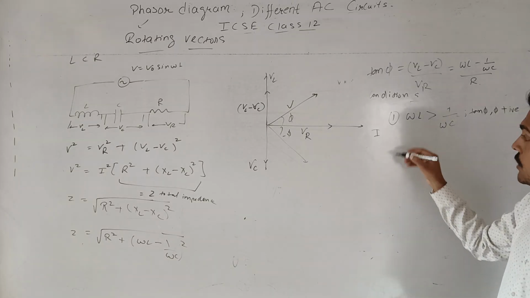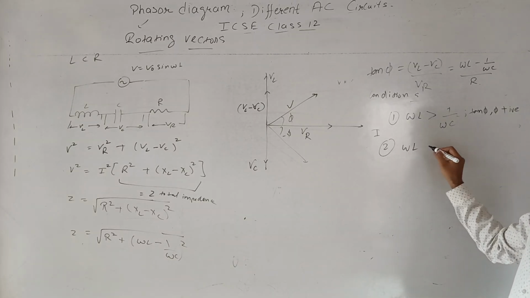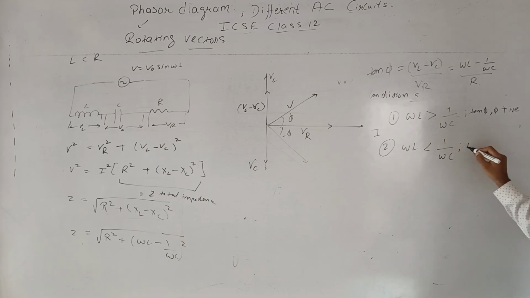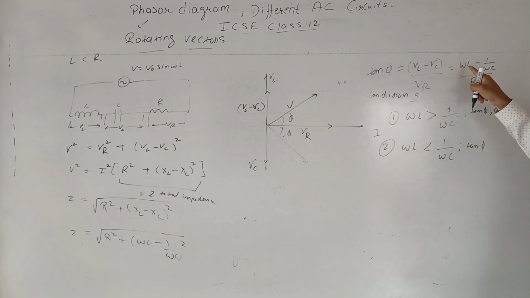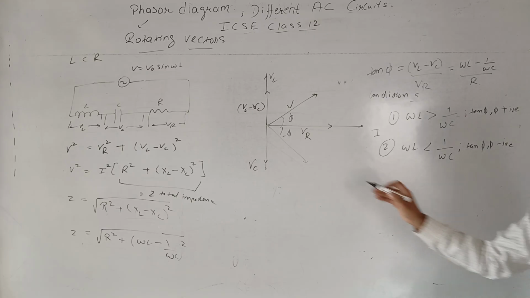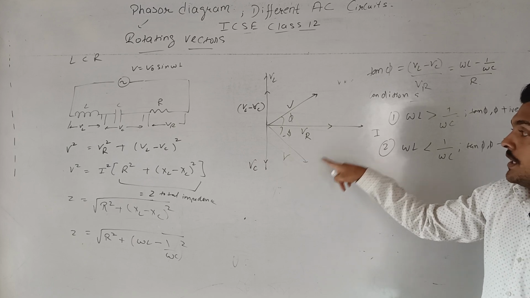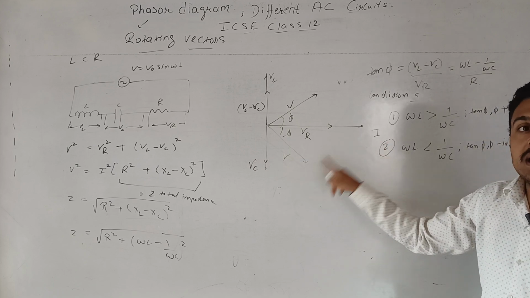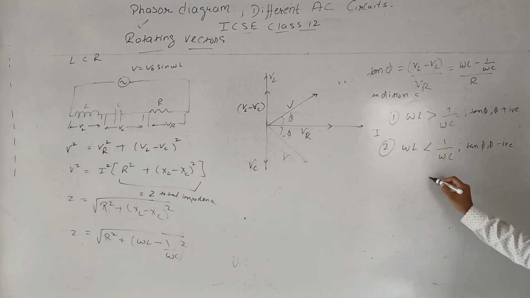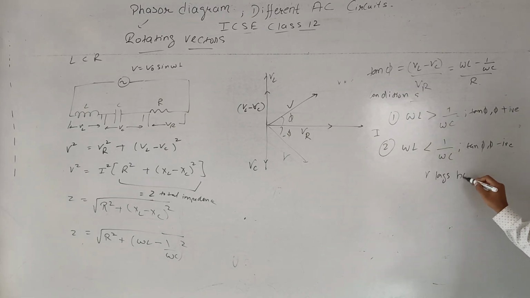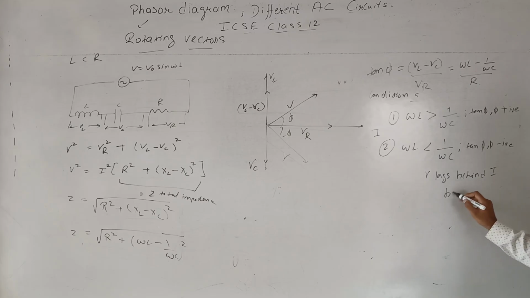Now the second condition, if omega L is less than 1 by omega C, then tan phi will be, because this is less and this is greater, so this will become negative. Tan phi, or phi, will be negative. So if tan phi is negative, this will be the direction of the current. Potential will be in the fourth quadrant. It means potential will be lagging behind the current by angle phi. Potential lags behind current by phi. Here potential leads by angle phi.